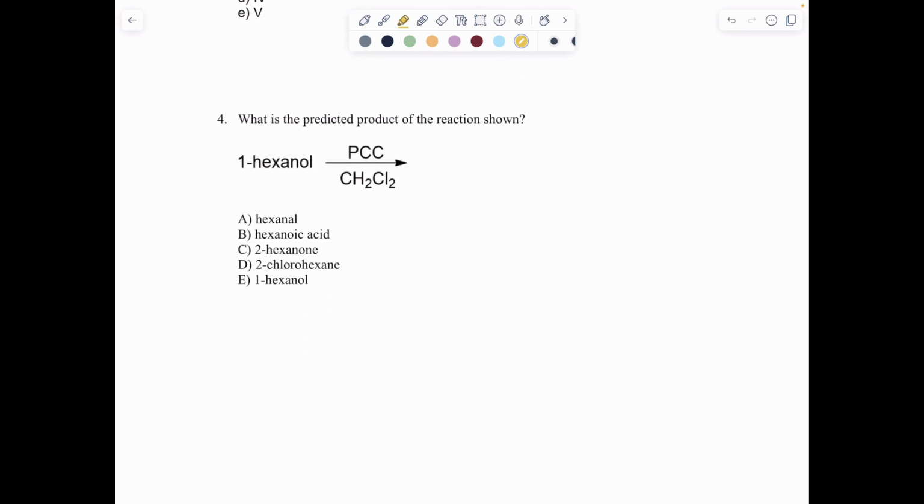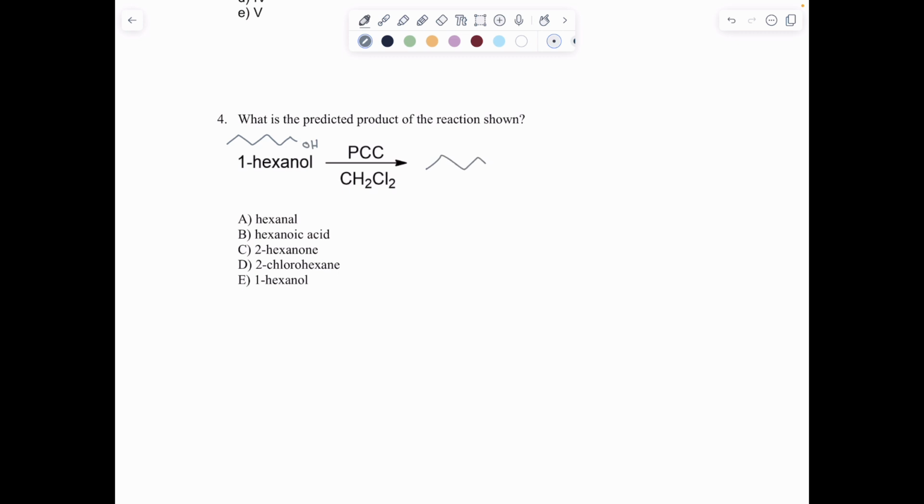Question 4, what is the predicted product of the reaction shown? So we've got 1-hexanol reacting with PCC in the presence of dichloromethane, which is CH2Cl2. So 1-hexanol with PCC, let's draw that out in bond line structure. So that's going to look like this. So we've got 1, 2, 3, 4, 5, 6 carbons with an alcohol on position 1. So this is a primary alcohol reacting with PCC, which should create an aldehyde.